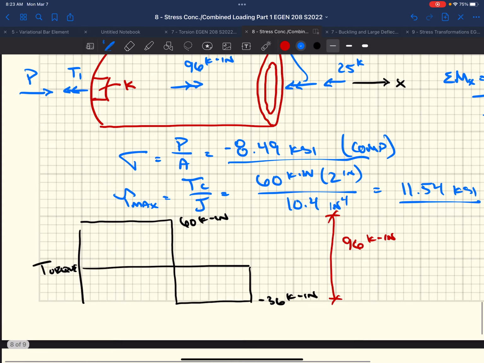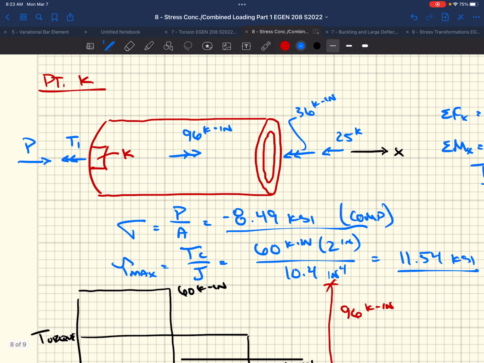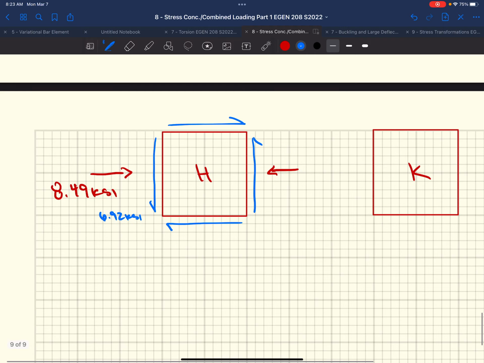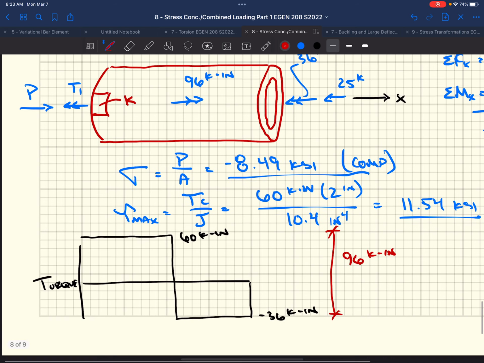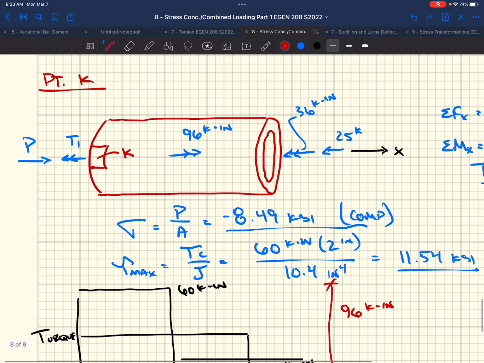Similarly, we can do the exact same exercise for point K. We have a normal stress, the same normal stress. It was 8.49 KSI in compression. Compression we know is towards the surface. I'm going to make this out of red. 8.49 KSI, like so.